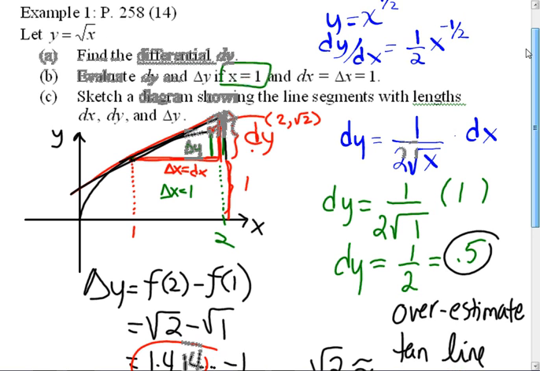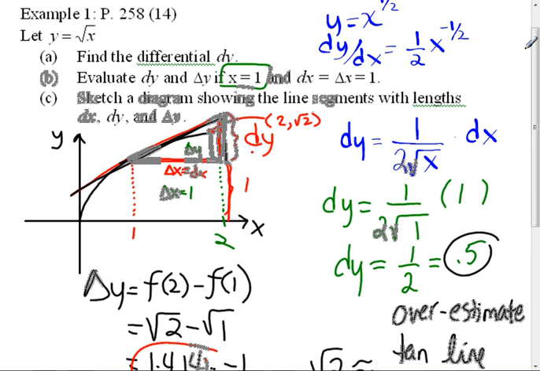So you have some problems that ask you to do that. Find your differential dy. Find delta y and dy. Delta y is the actual change in the function. You may need a calculator to do that. Focus it at x equals 1, and then they tell you how long delta x is going to be. And there's my diagram. Ready?